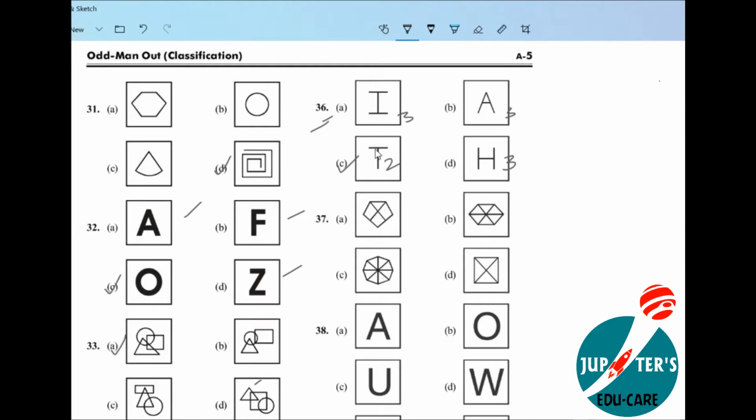Next, question number 37. In option A, it is divided into four parts but not equally divided. In option B, it is divided into 1, 2, 3, 4, 5, 6, 6 equal parts. In option C, it is divided into 1, 2, 3, 4, 5, 6, 7, 8 parts and equally divided. In option D, it is divided into 4 parts, 1, 2, 3, 4 parts, and it is equally divided. In option B, divided into 6 parts and equally. In case of option A, it is divided into 4 parts but it is not divided equally. So here C is our answer.